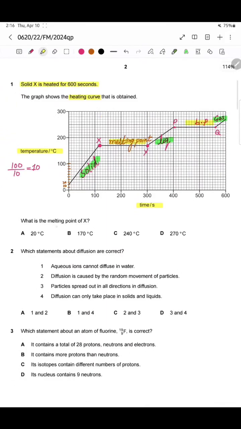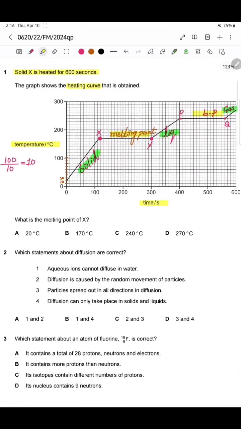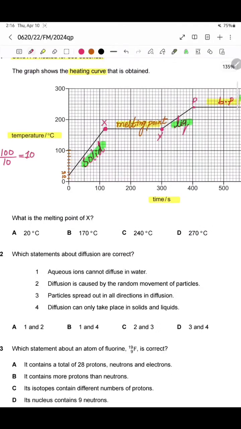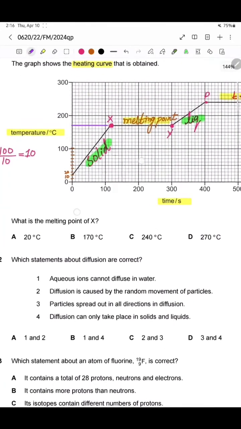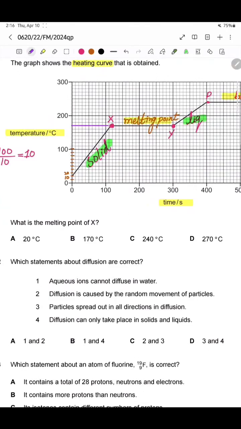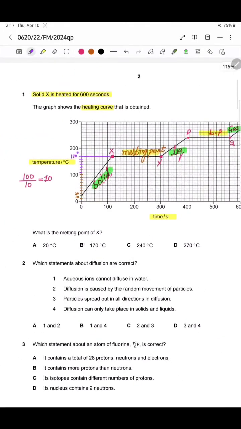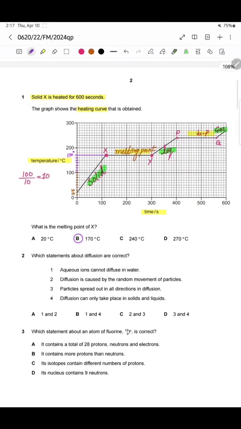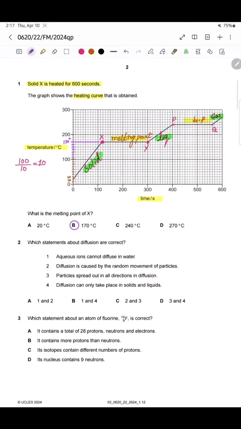Now what is the melting point of X? Basically we need to match the melting point line straight to the y-axis to check what the temperature is. So this is 100, this is 110, 120, 130, 140, 150, 160 and 170. So this is 170 degrees Celsius. So the answer for MCQ 1 is B. 170 degrees Celsius is the melting point of this solid that has been heated for 600 seconds.